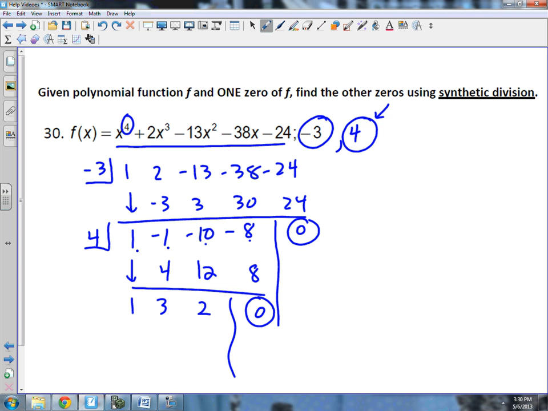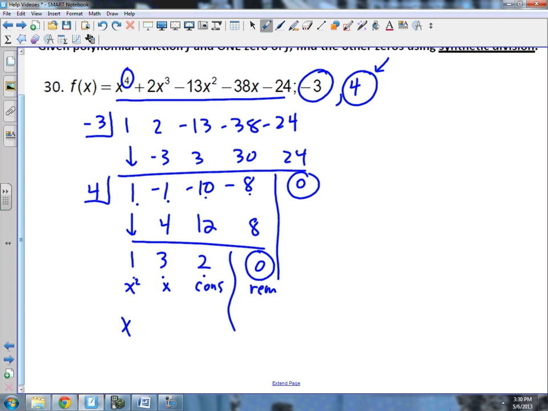So now I'm left with these 3 numbers, okay? So this is my remainder. And it goes backwards. This is my constant. This is my x term. This is my x squared. If there was another one, again, I work right to left with that. So then this is 1x squared plus 3x plus 2.